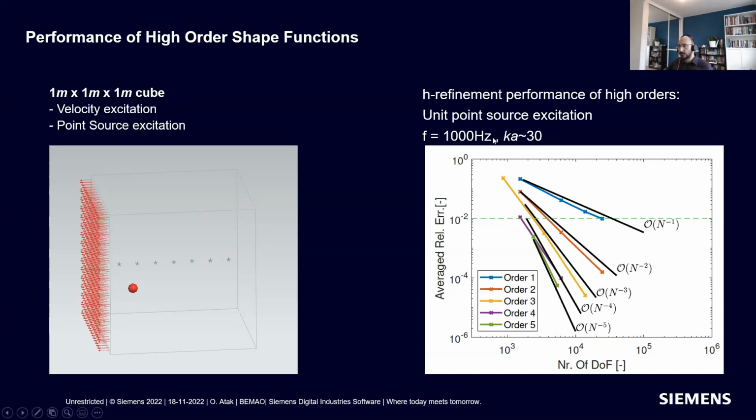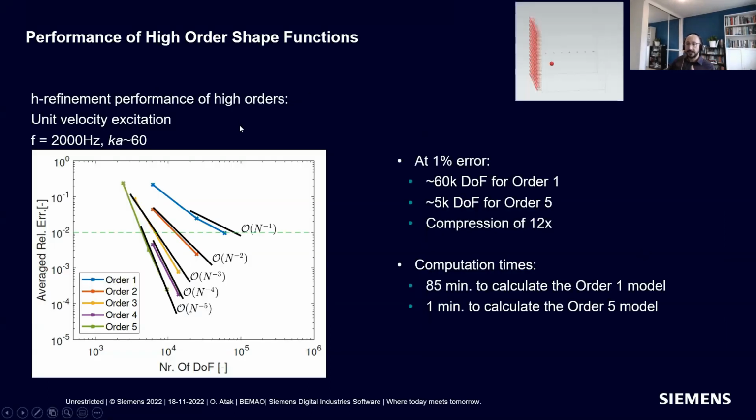So we are looking at 1 kilohertz. I also like to use this ka concept, k being the wave number, a being the characteristic length of the problem. So this would be ka around 30, that kind of problem. And you will see here the number of degrees of freedom versus relative error, and you will see, going to high orders, for 1% error, how much it compresses in terms of degrees of freedom, but also the nicer convergence qualities. And if I look now at the unit velocity excitation, again you see similar, very nice convergence characteristics, and really compressing the model.